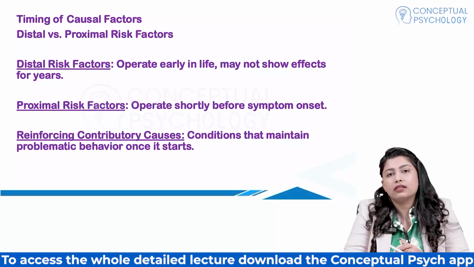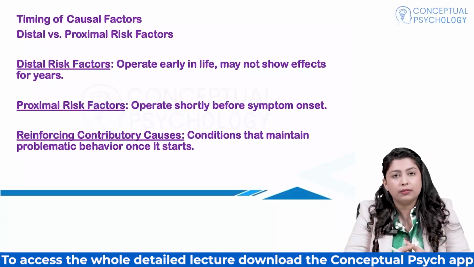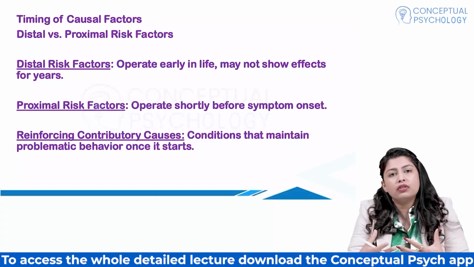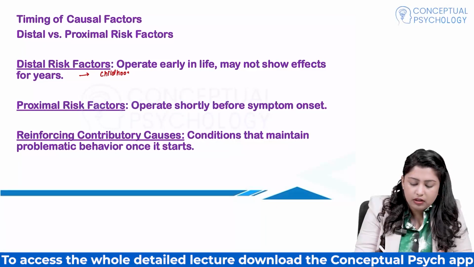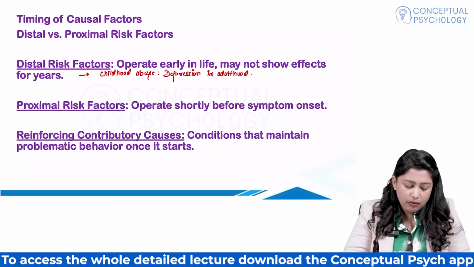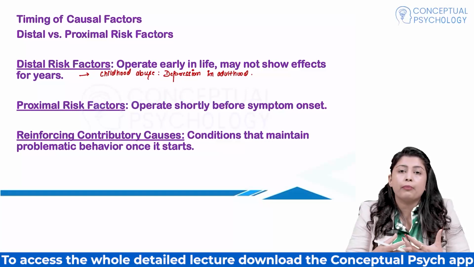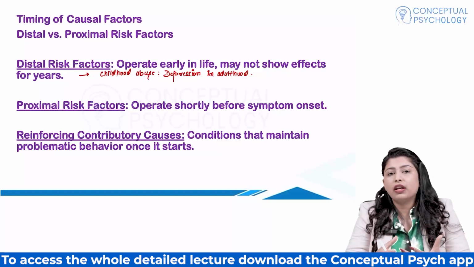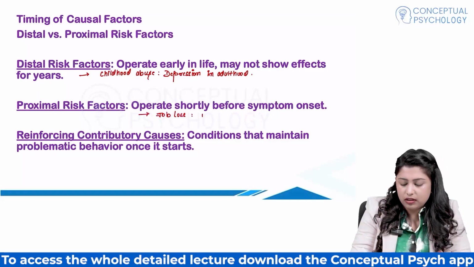Distal risk factors operate early in life. They may not even show effects for years together. So maybe childhood abuse creating vulnerability to depression in adulthood, right? So here we could think about childhood abuse, which might cause depression in adulthood. Now talking about proximal risk factors. They operate shortly before the symptoms onset. Okay, like job loss, which triggers depression in a vulnerable person. So here job loss could trigger depression.